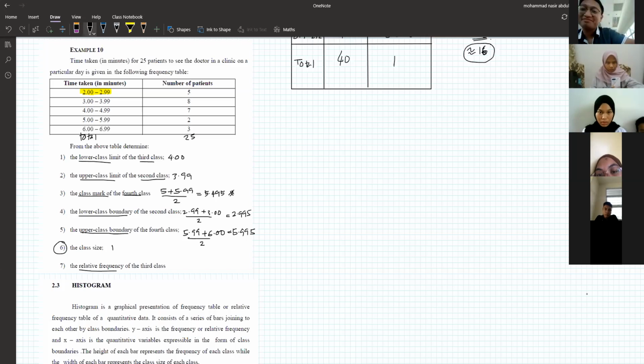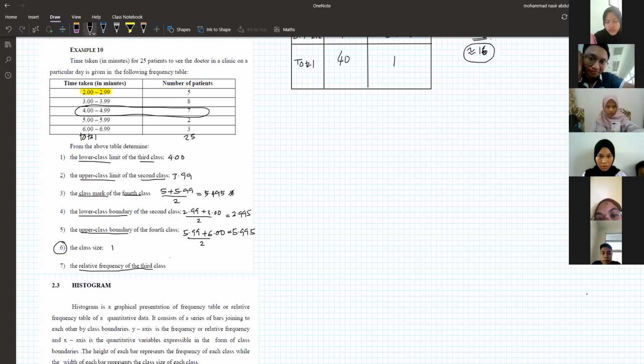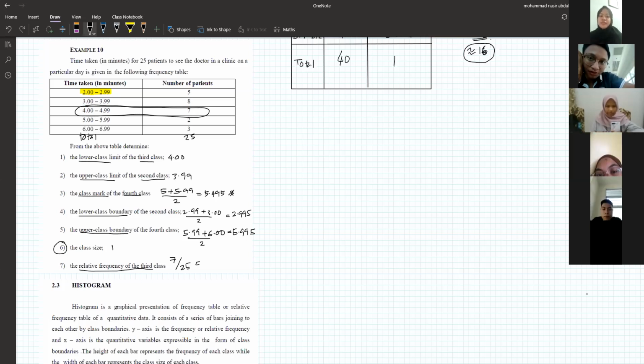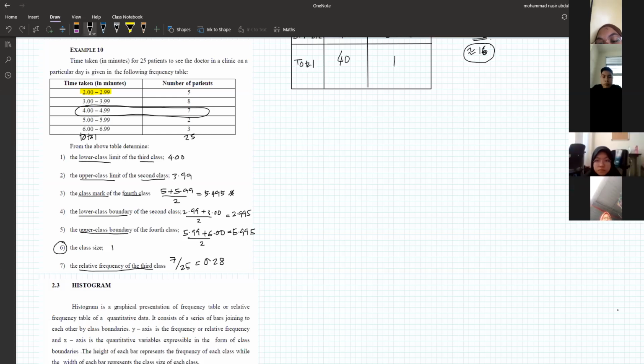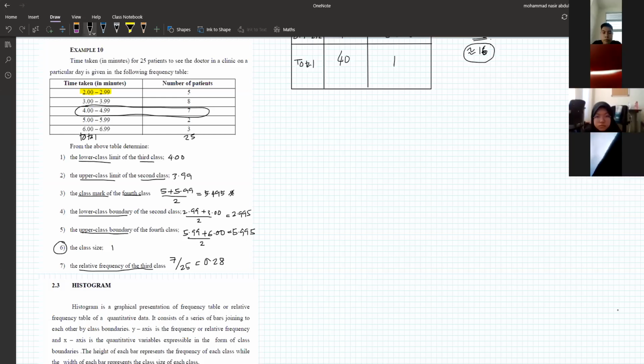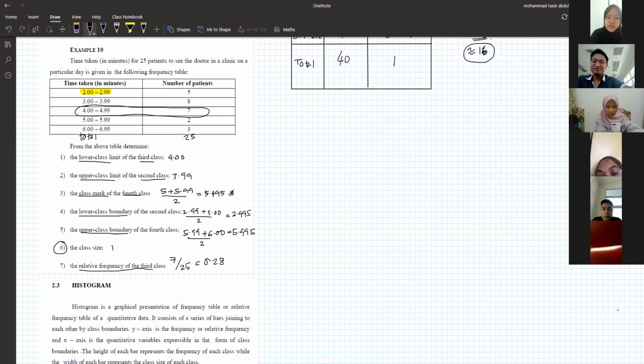The relative frequency of the third class. So this is the third class. Relative frequency, the frequency 7 divided by 25. So 7 divided by 25 is equal to 0.28. So this is how we calculate relative frequency for each class. Right? Any questions so far?